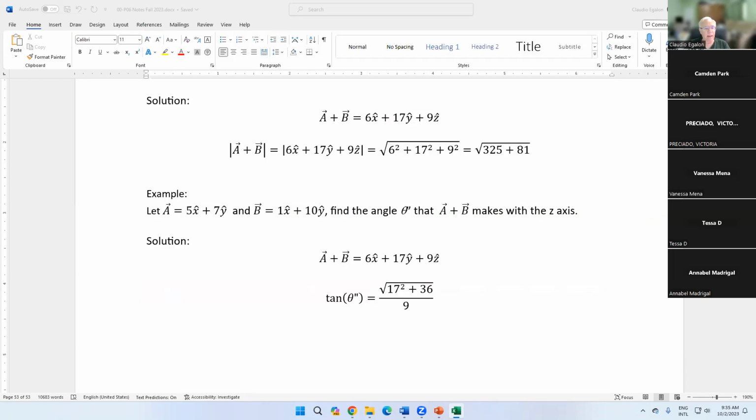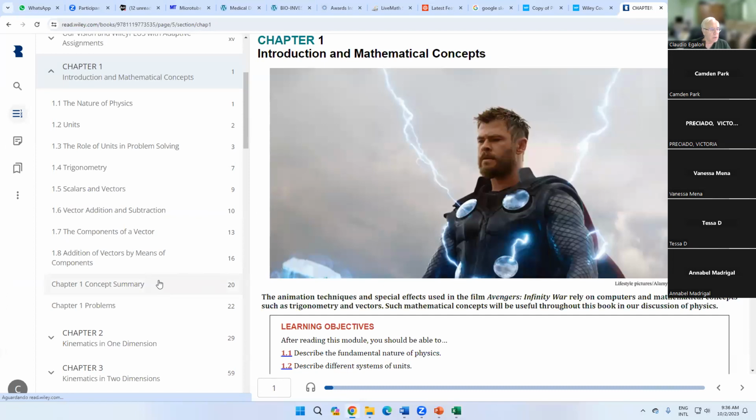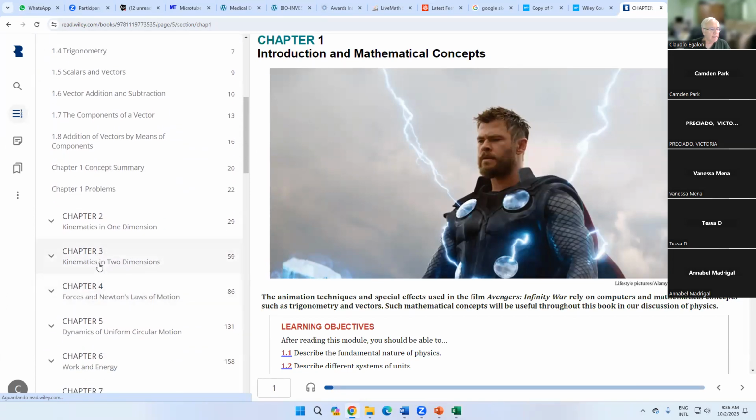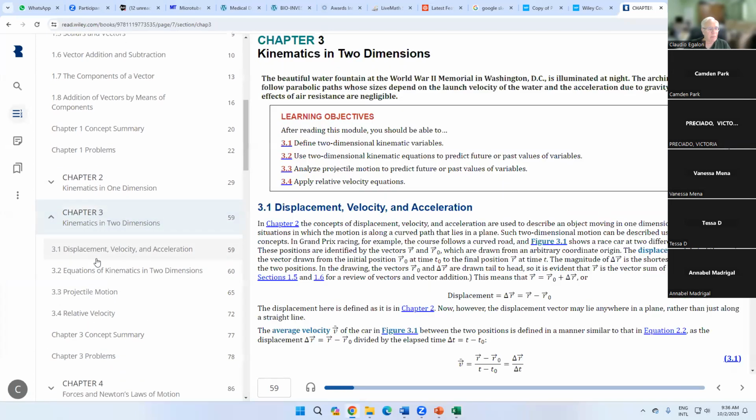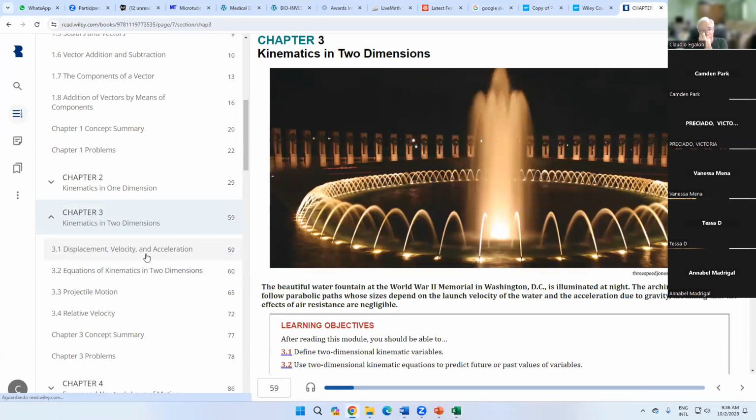9:35, we still have some time ahead of us. And what we're going to do now is the next chapter. That's going to be kinematics in 2 dimensions. We did kinematics in 1 dimension. Now we're going to do kinematics in 2 dimensions, okay? It's a little bit more difficult because we're dealing with a second dimension. Mathematically speaking, it's more complicated. Physically speaking, it's almost the same.